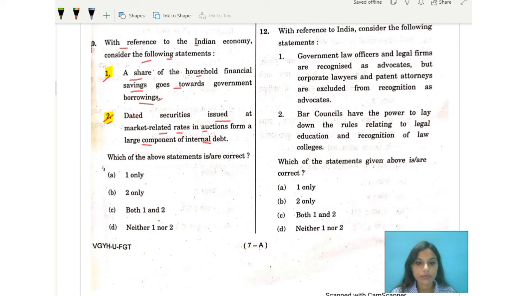And what about number 2? That is, here dated securities. If I talk about dated securities, it means the regular government bonds. Whereas the T-bills are considered separately. The dated securities, which are issued at market related rates, comprise a large share of the internal debt. That is why we can consider this statement to be true also. So we are going to consider option C, because it says both 1 and 2 are correct.